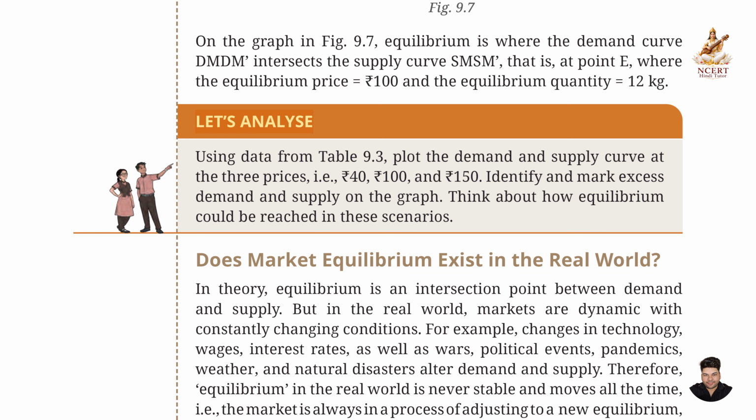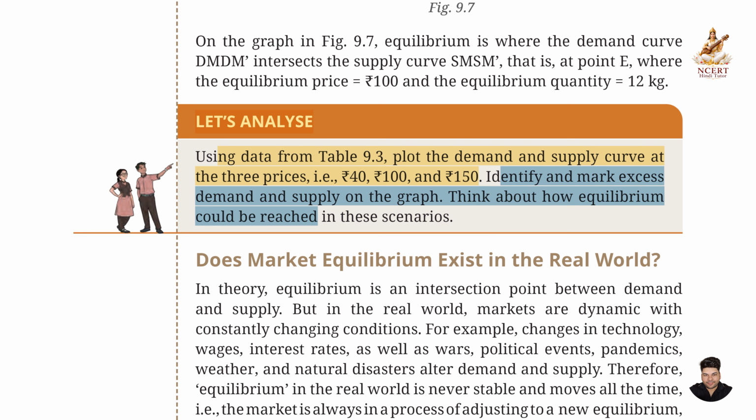Let's analyze page 204 using data from table 9.3. Plot the demand and supply curve at the three prices, that is rupees 40, rupees 100 and rupees 150. Identify and mark excess demand and supply on the graph.